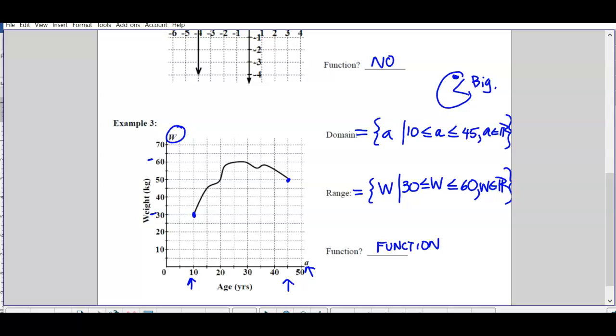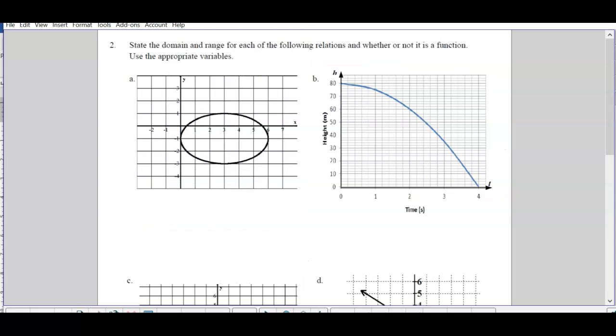All right, next part. Next slide. State the domain and range for each of the following relations and whether or not it's a function. Use the appropriate values. So we're doing more of the same, right? So here, domain is continuous, so we're going to need to use inequalities. My leftmost value is -1 and my right is 6, and it's joined with a curve.